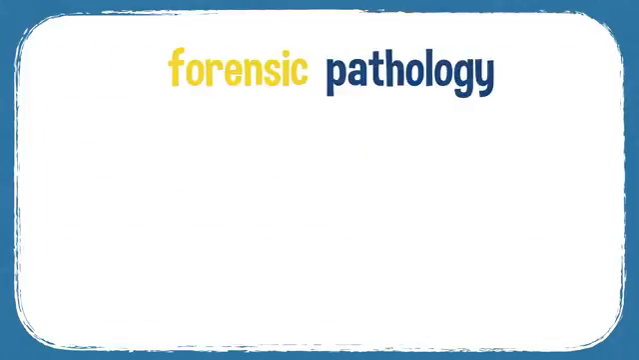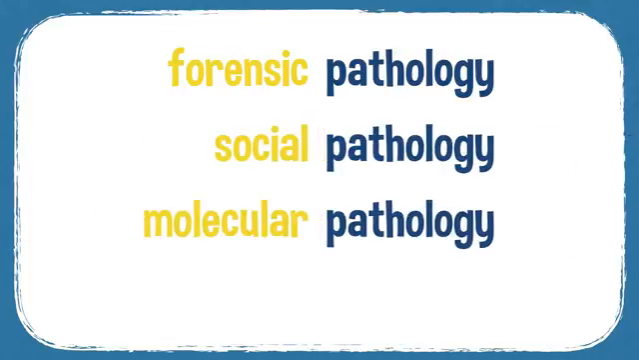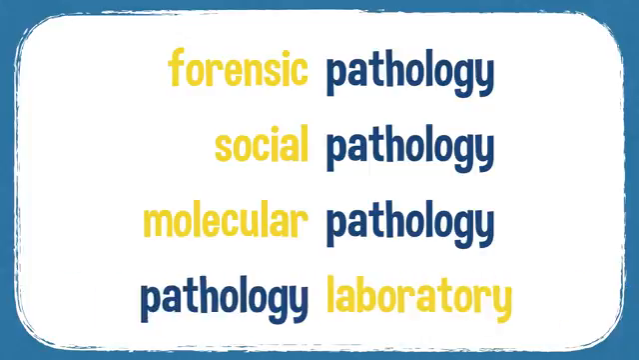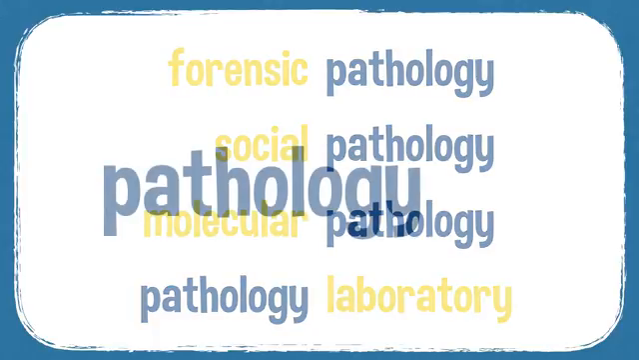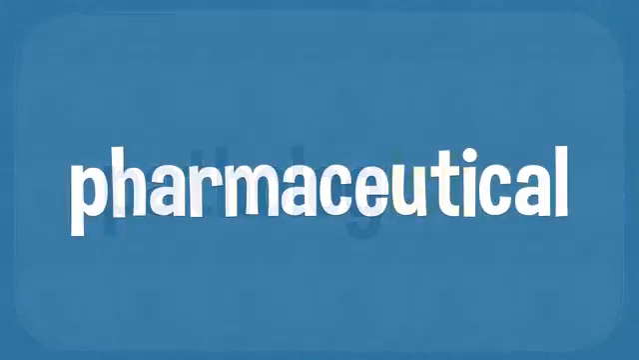Some common collocations with pathology: forensic pathology, social pathology, molecular pathology, and you do pathology often in a pathology laboratory. Pathology is a noun. Somebody that does pathology is a pathologist. And here's your next word, pharmaceutical. Pharmaceutical means something connected with the production of medicine, often the industrial scale production of medicine.